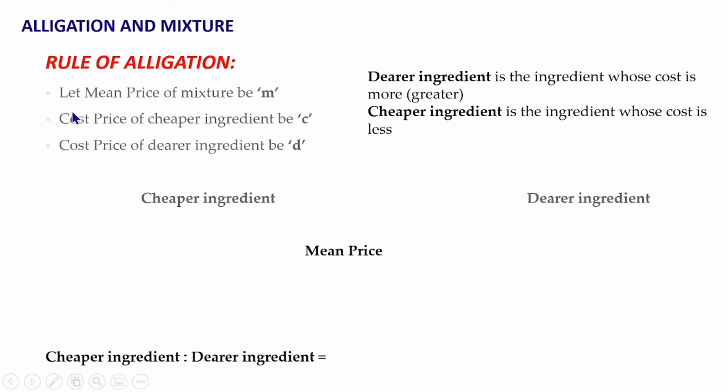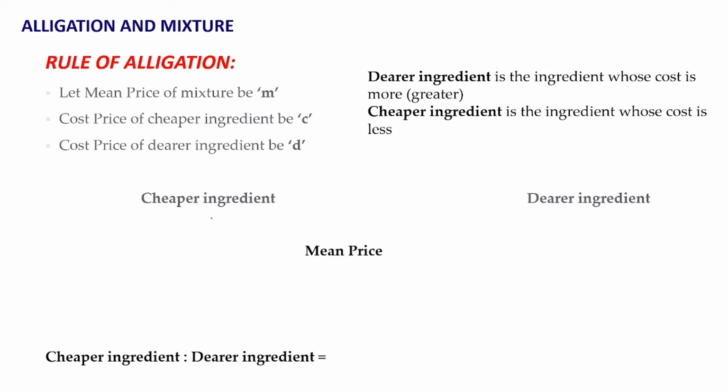Here we will see the rule of alligation. Let the mean price of the mixture be M, the cost price of the cheaper ingredient be C, and the cost price of the dearer ingredient be D. The dearer ingredient is the ingredient whose cost is more, and the cheaper ingredient is the ingredient whose cost is less. If we want to use this rule of alligation, we have to draw a cross.